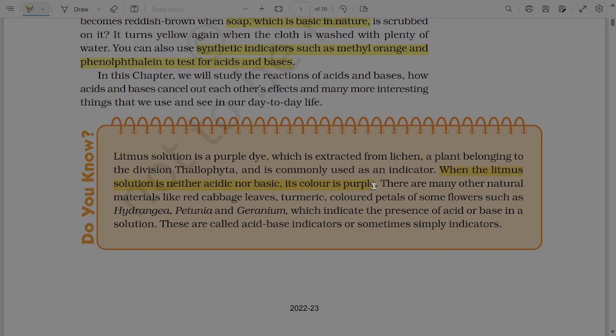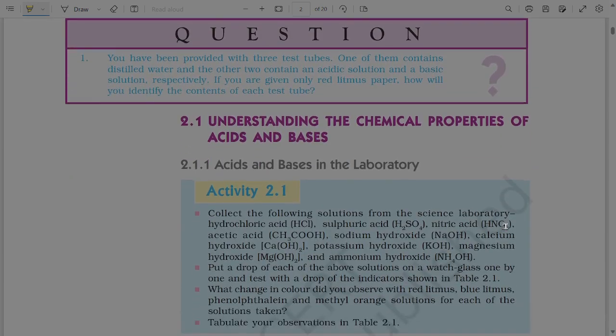There are many other natural materials like cabbage leaves, turmeric, and colored petals of some flowers such as hydrangea, petunia, and geranium, which indicate the presence of acid or base in a solution. These are called acid-base indicators or sometimes simply indicators. So, indicators are substances that show whether a substance is an acid or a base.